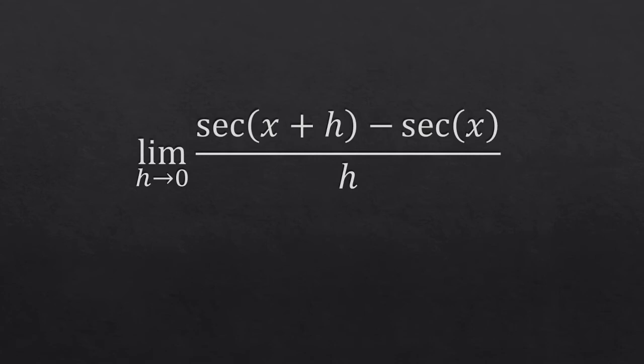In this video, we'll be finding the limit as h approaches 0 of the limit definition of secant. Okay, the first thing we're going to do is convert secant into 1 over cosine. So everywhere we see secant will be replaced with 1 over cosine.